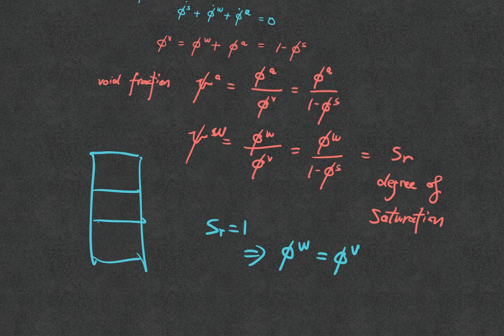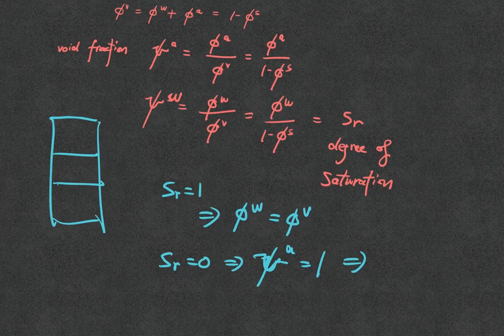On the other hand, if the degree of saturation is equal to 0, that implies the void fraction of the air is equal to 1, and that implies that the void space has no water there. That means it's completely dry, right? Does that make sense? Dry doesn't mean there's no fluid there, just air.